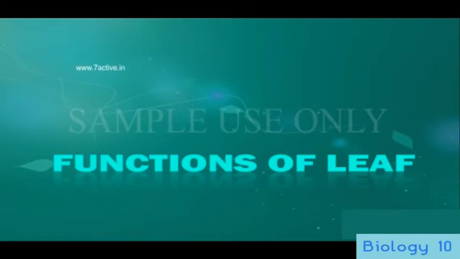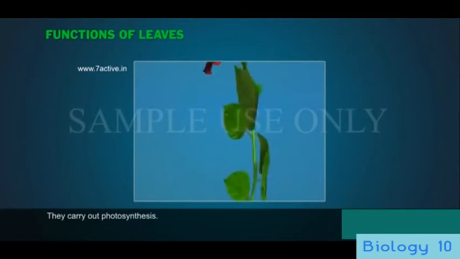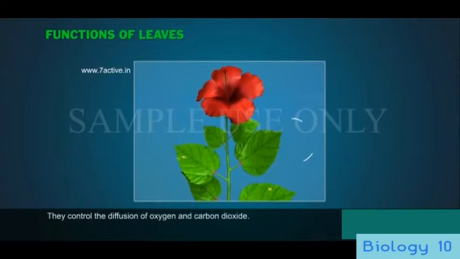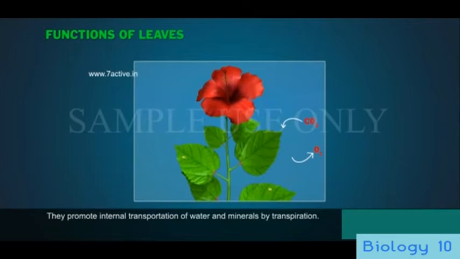Functions of leaves. They carry out photosynthesis. They control the diffusion of oxygen and carbon dioxide. They promote internal transportation of water and minerals by transpiration.